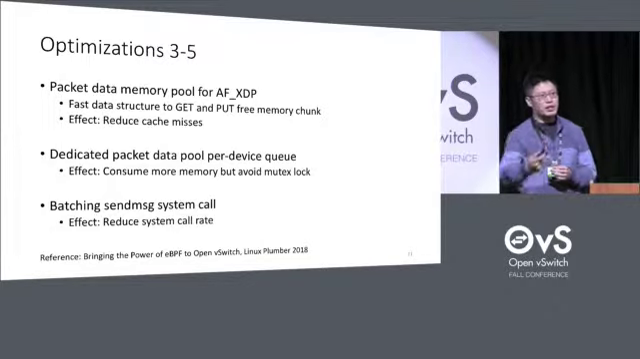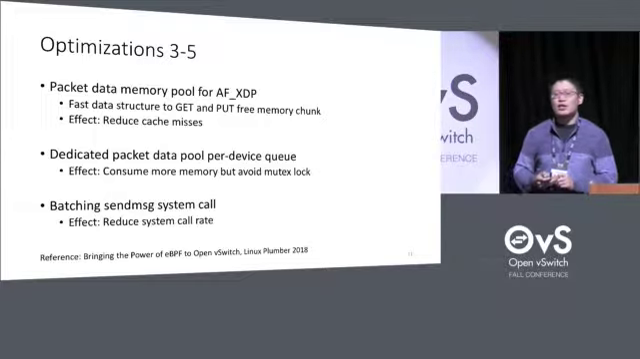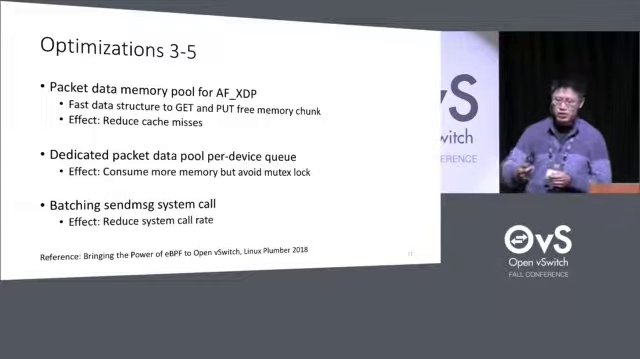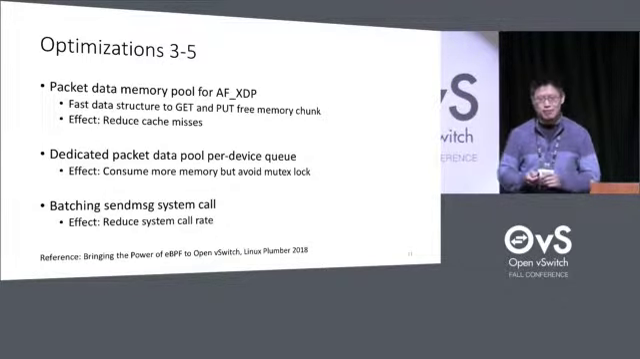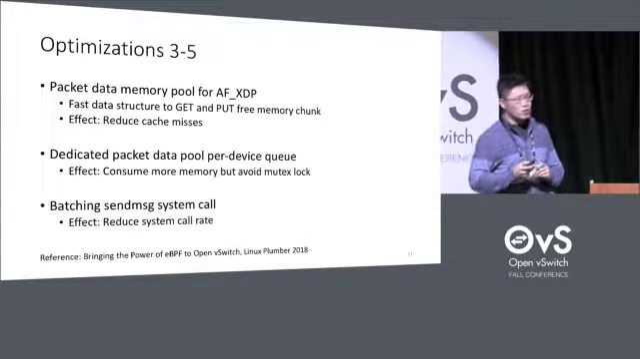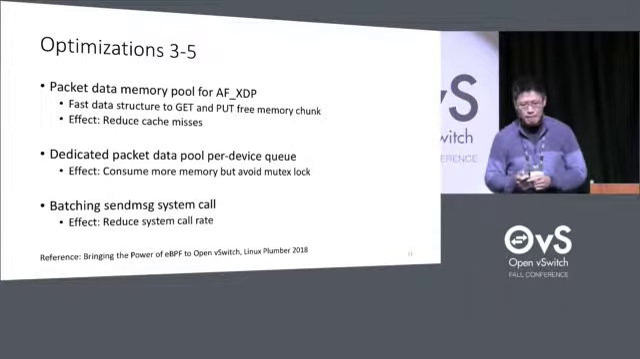Finally, for sending a packet to the AF_XDP socket, we have to issue a system call, and issuing a system call is very, very expensive. So we have to batch it. We have to very aggressively batch the send system call. We have a more detailed analysis in the recent report from the Linux Plumbers conference below.